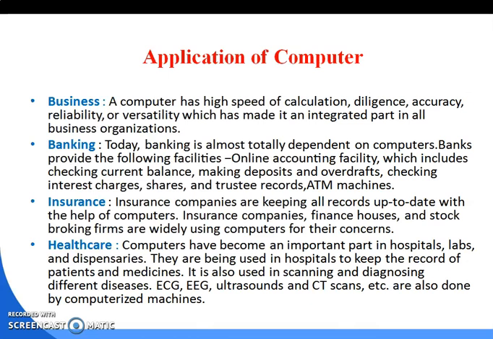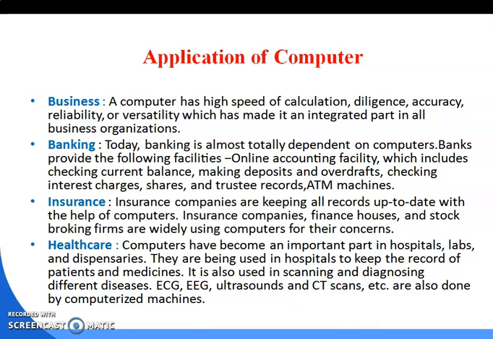Next, come to the applications of the computer, in which fields your computer is used. In business, a computer has high speed of calculation, diligence, accuracy, reliability and versatility, which has made it an integrated part in all business organizations. So business is the first application where you can use the computer system. Next is your financial sector, like banking. Banking is almost totally dependent on computers.